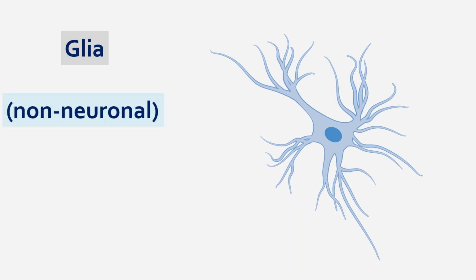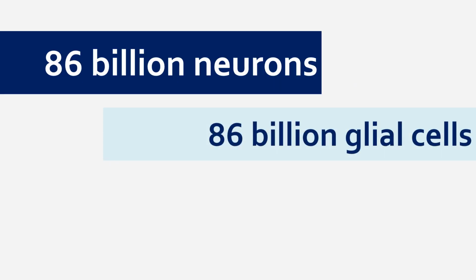We also have a number of non-neuronal cells called glia. There's lots of different types of glia. This one here is called an astrocyte because of its star shape. The myelinating cells that I showed you in the cartoon on the previous slide, those are oligodendrocytes or Schwann cells. Those are also glial cells. The simple thing that glial cells have in common is that they're non-neuronal, and there are about 86 billion of these.